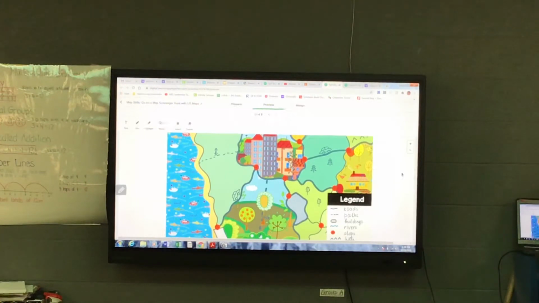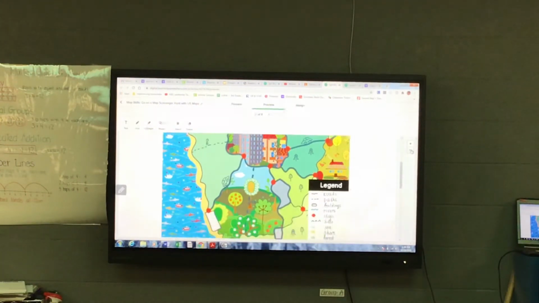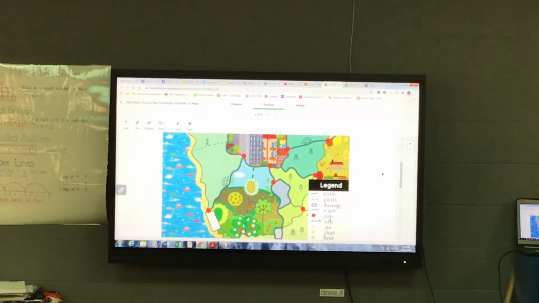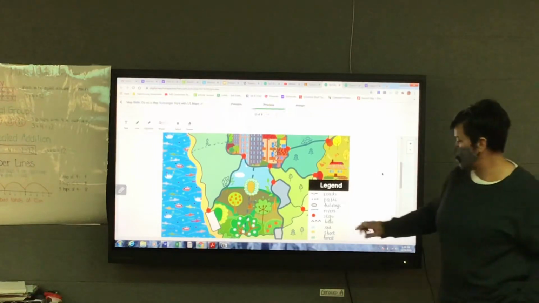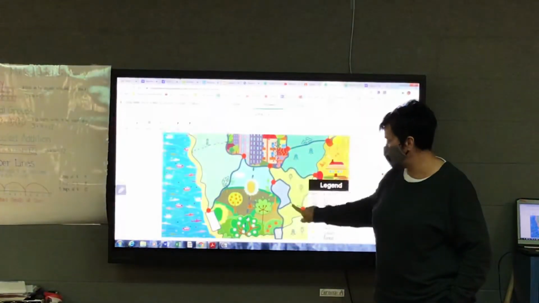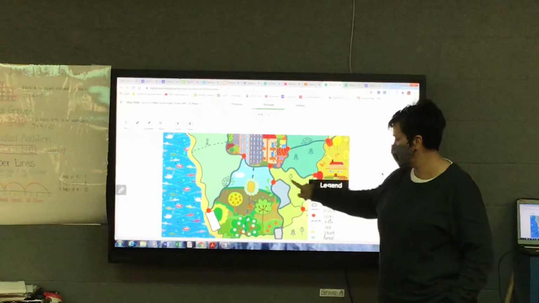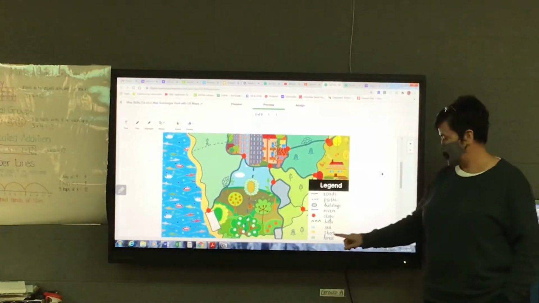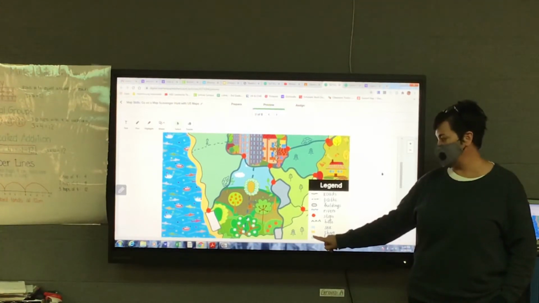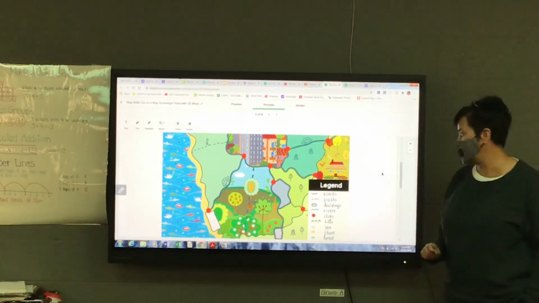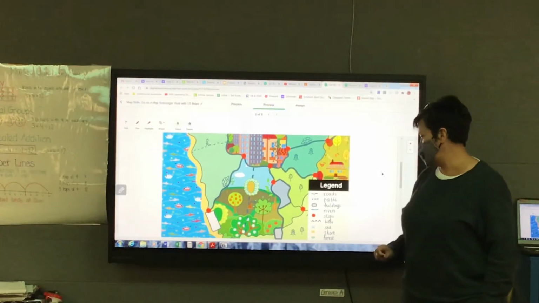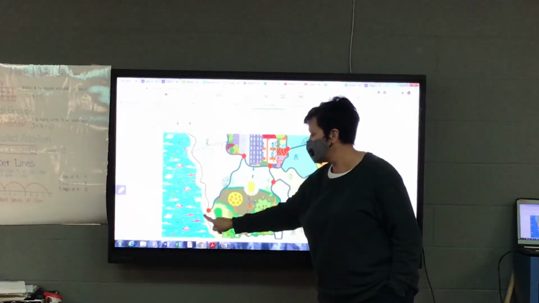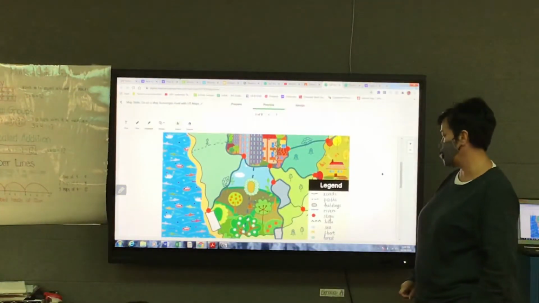Hold on, let me make this a little smaller. Okay, what would this be through here? The forest. How do you know? Because it's green. Does the green color tell us it's a forest? Yes. Okay. What is this over here? The shore. Alright.